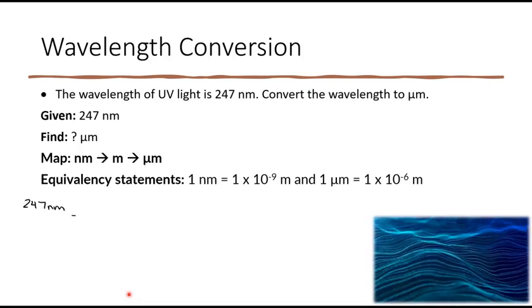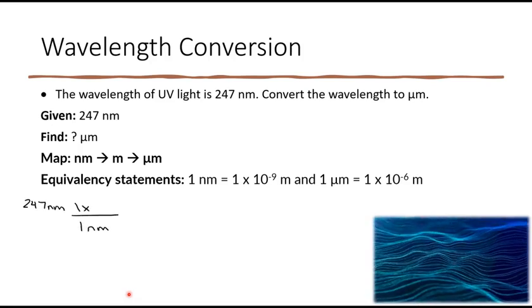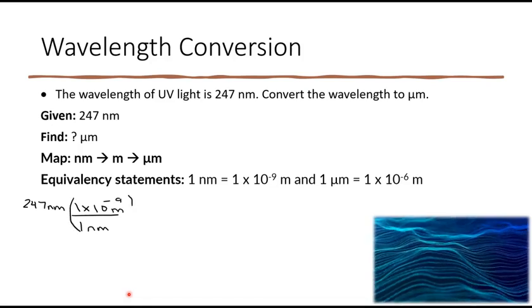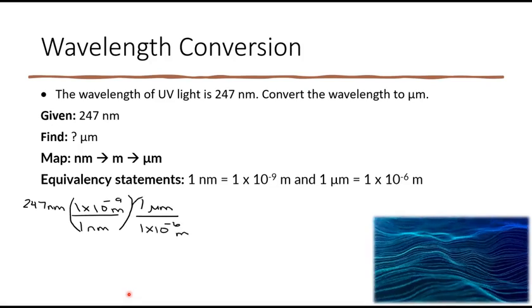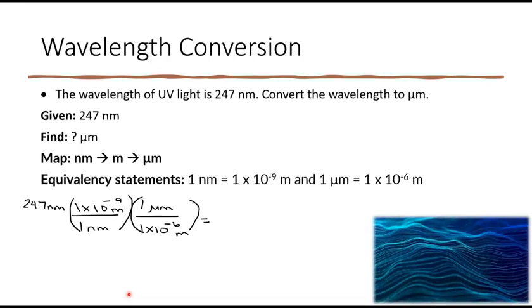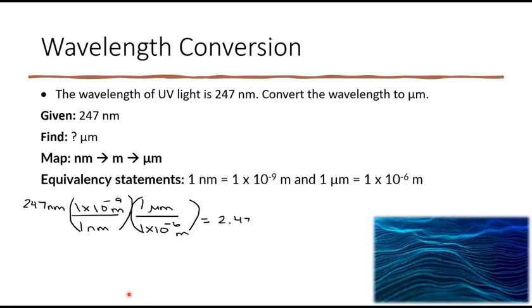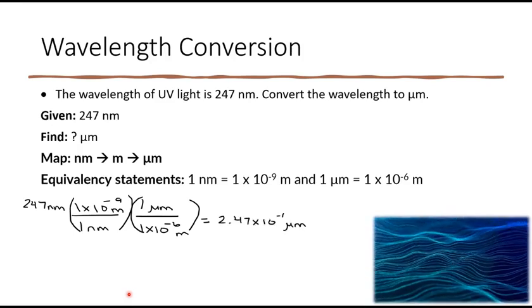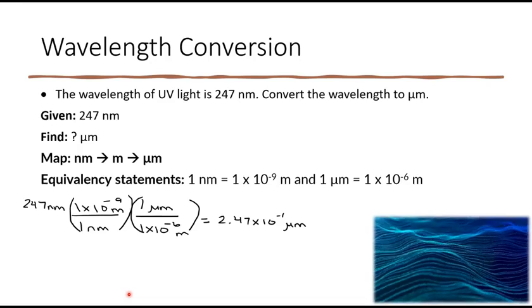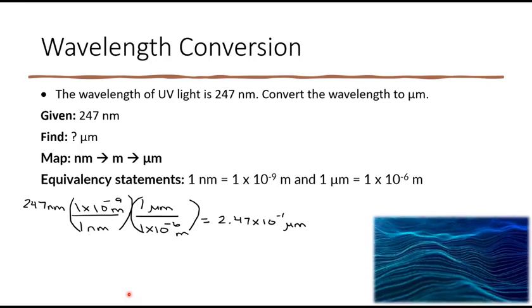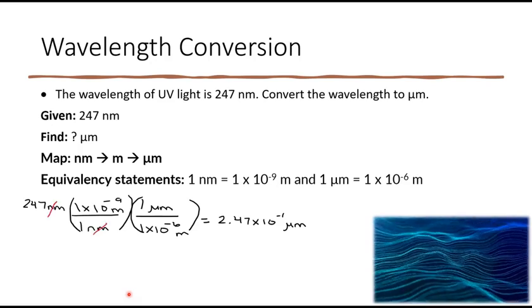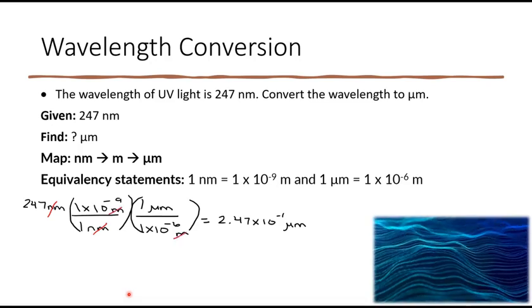Hopefully, we wrote down 247 nanometers, and our first conversion factor, 1 nanometer at the bottom, 1 times 10 to the negative 9 meters on top. Our second conversion factor, 1 micrometer at the top, and 1 times 10 to the negative 6 meters at the bottom. When we plug this into our calculators and do the calculation to 3 significant figures, we should be getting 2.47 times 10 to the negative 1, or 0.247 micrometers. All the units that we don't want should cancel out. The nanometers cancel, and the meters cancel, leaving us with just our desired unit.